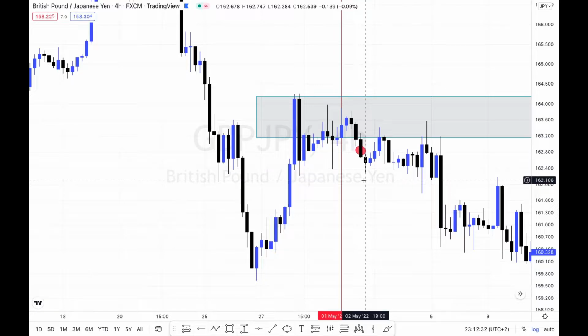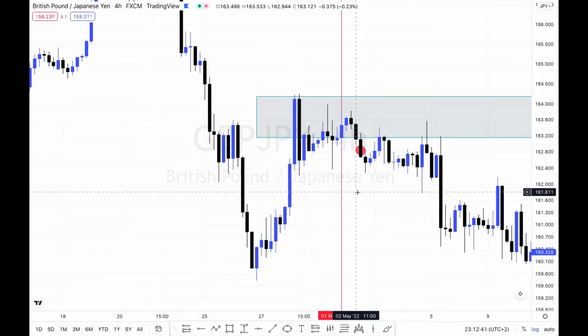Since it's a day, it has multiple 4-hour candles. That's why you might see that I placed it on that candle, but it doesn't end up on the specific candle when the day ended, right?